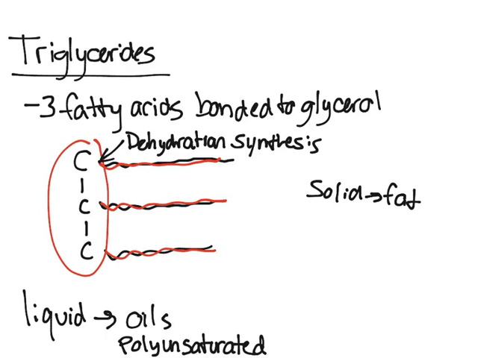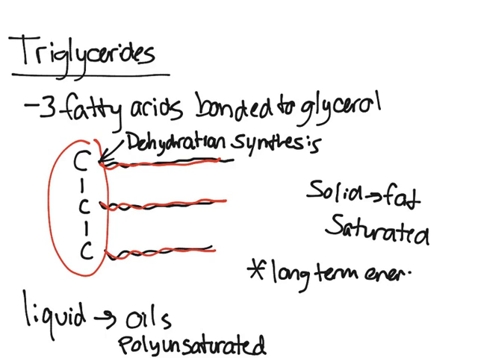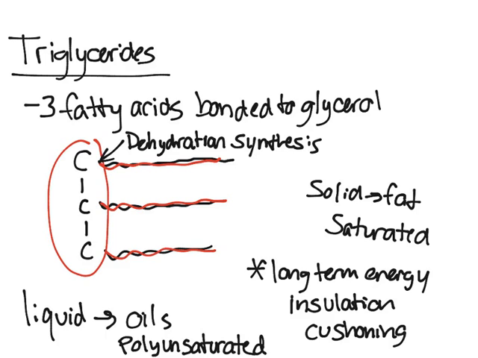Solid fats are usually saturated and come from animals. And so the purpose of fat is long-term energy and insulation/cushioning of your organs. And so now let's talk about phospholipids.